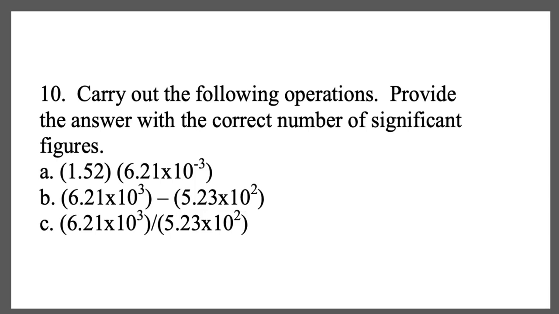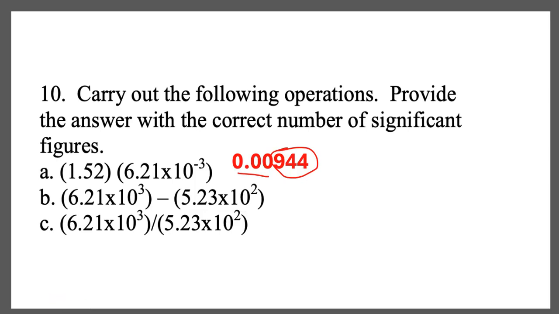All right, so what did you get? So the first one, I again type it into my calculator, 1.52 times 6.21, second function, negative 3. And I came up with 0.00944, rounded to three significant figures. Remember, these leading zeros are not significant.